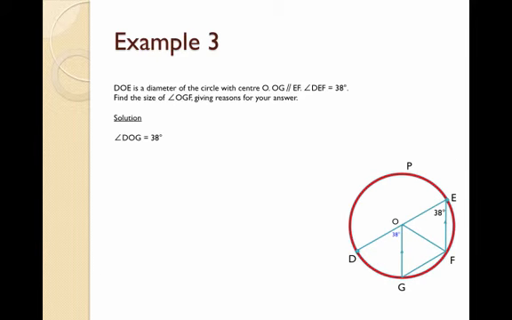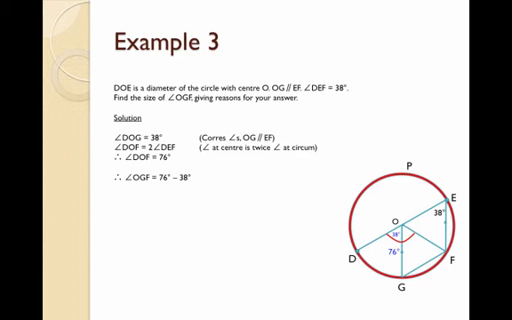I start with angle DOG equaling 38 degrees, because corresponding angles are equal, and I've named the parallel lines in which they are equal. Now I'm using the fact that I just learned, that angle DOF is twice angle DEF, because the angle at the center is twice the angle at the circumference. So I double 38 and I get 76 degrees at the center. Therefore, angle GOF is 76 degrees minus 38 degrees, which gives me 38.